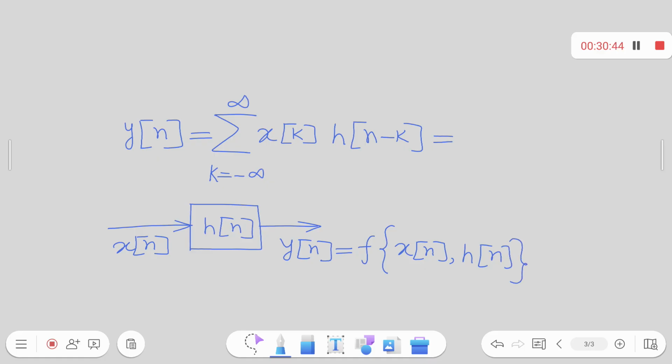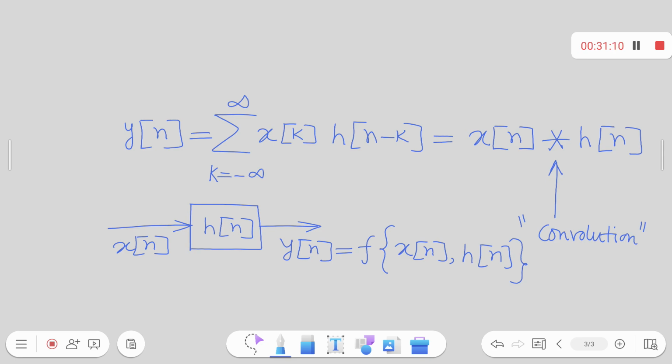And that operation, the summation of x of k h of n minus k, in brief we represent by this particular notation, x of n star h of n, and this operation is known as the convolution operation. Convolution operation.